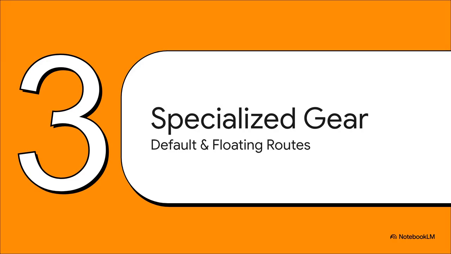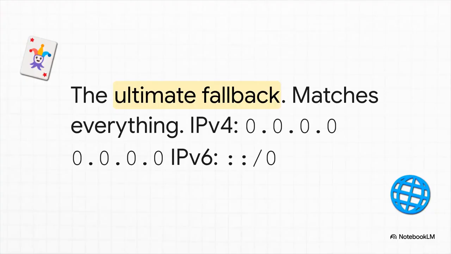All right, we've covered the everyday screwdrivers and wrenches. Now let's dig a little deeper into the toolkit for some more specialized gear. We're going to look at two really powerful tools, default routes and floating routes. And each one is designed for a very specific, very cool job. First up is the ultimate wild card, the default route. You'll often hear this called the gateway of last resort.